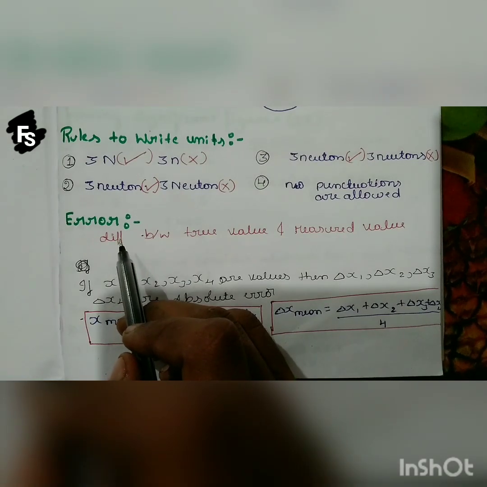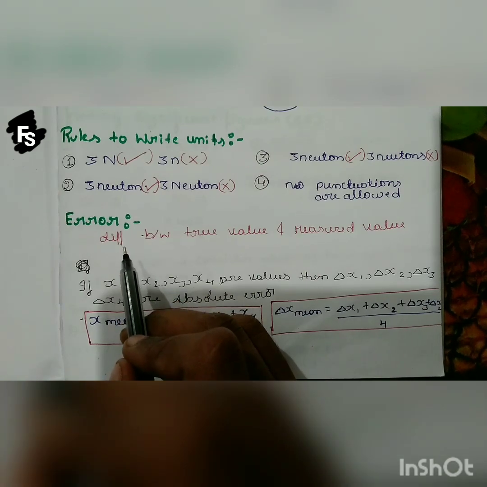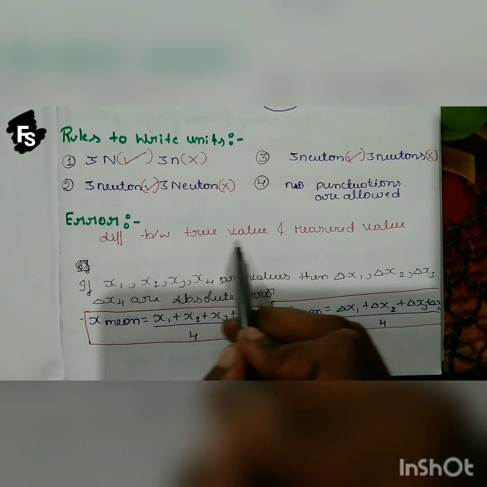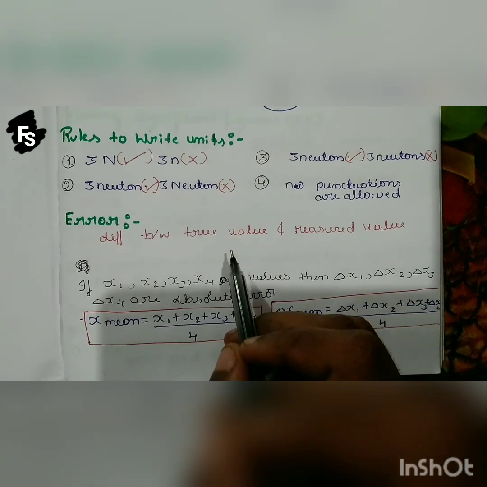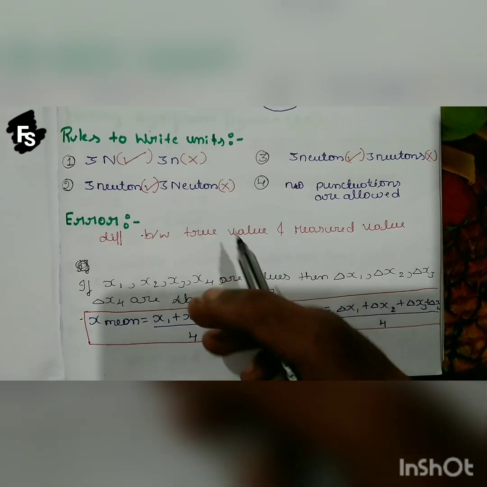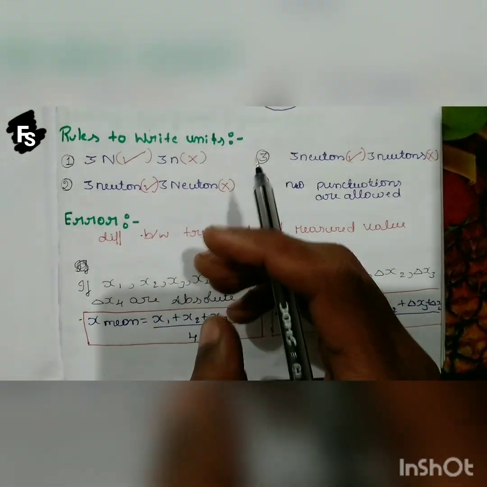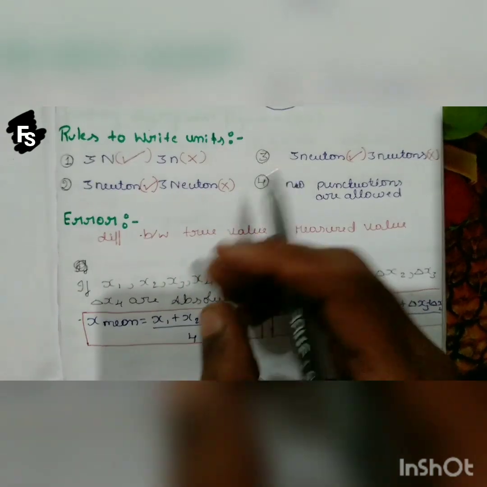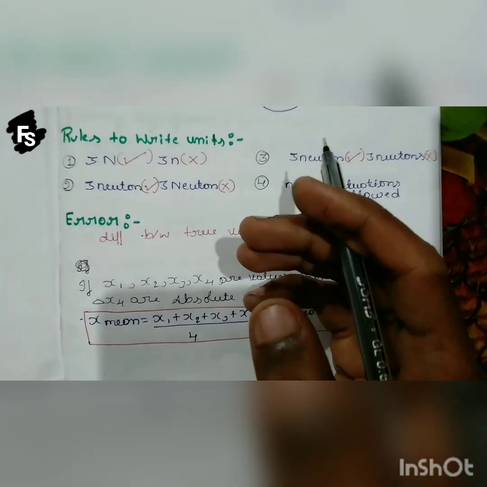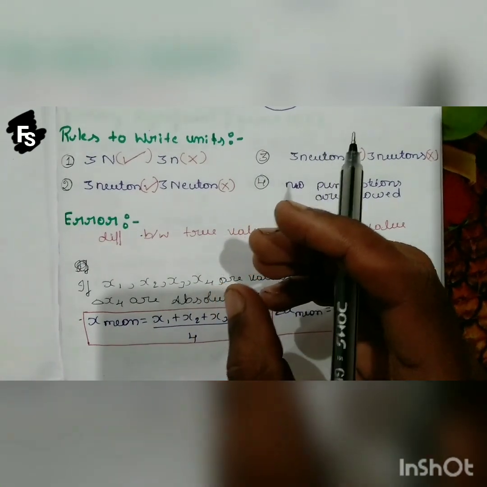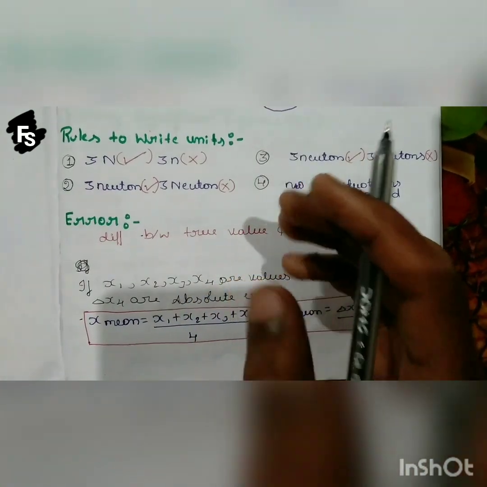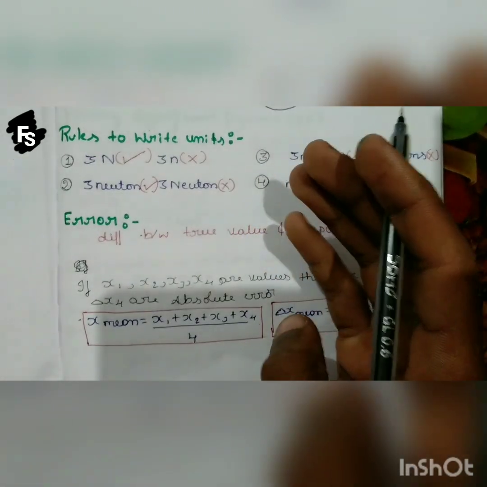Let's move on to a very important concept of units and measurements, which is errors. What is error? Error means the difference between the true value and the measured value. Take an example of a mobile phone. If its true value is 15 inches, but when measured on a scale it appears as 16 inches, then we can say that 16 minus 15, that is 1, is the error of measuring the mobile phone.